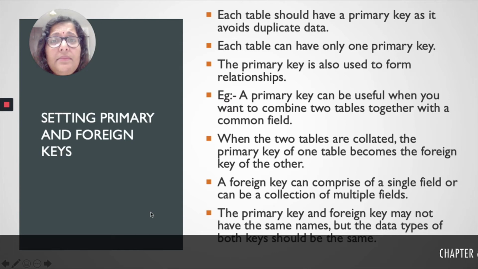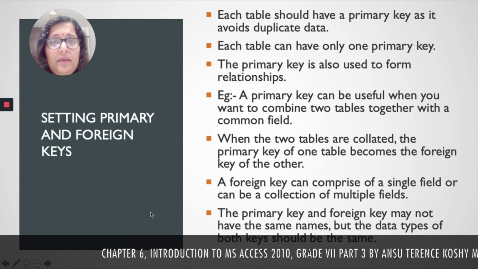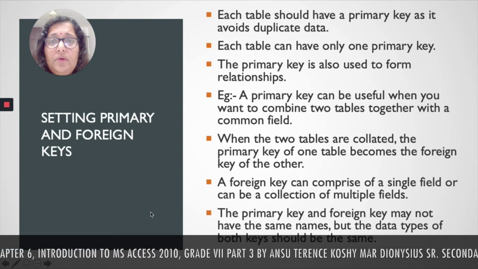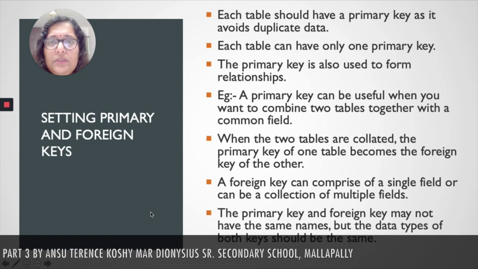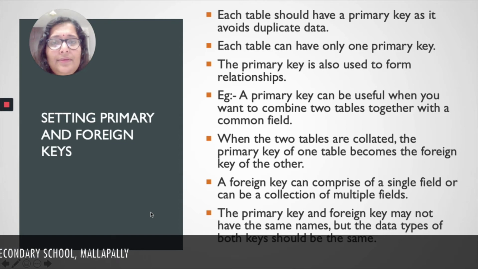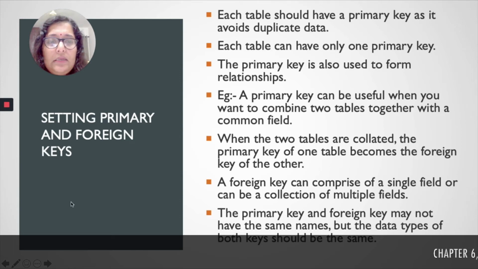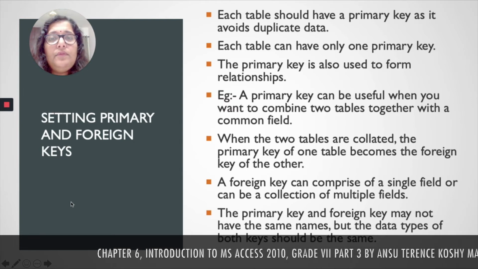For example, a primary key can be useful when you want to combine two tables together with a common field. If you know the roll number or the admission number of a student, you can always link the personal information lying in one table with the records of the student in another table, because the admission number for the student is the same in both tables. When the two tables are joined together, the primary key of one table becomes the foreign key of the other.